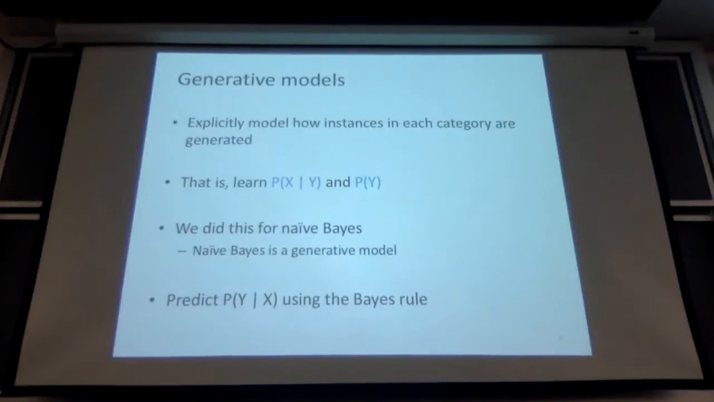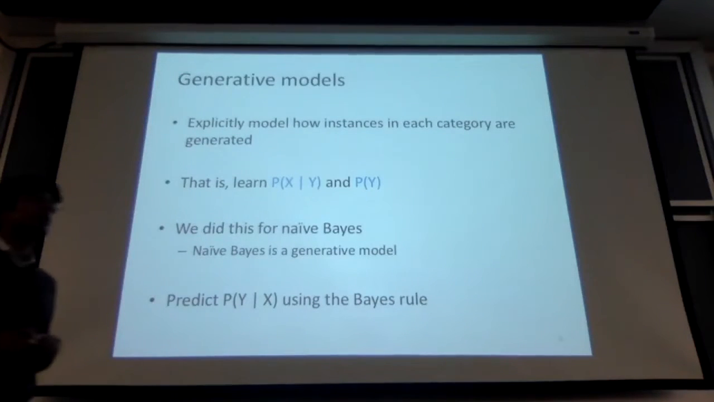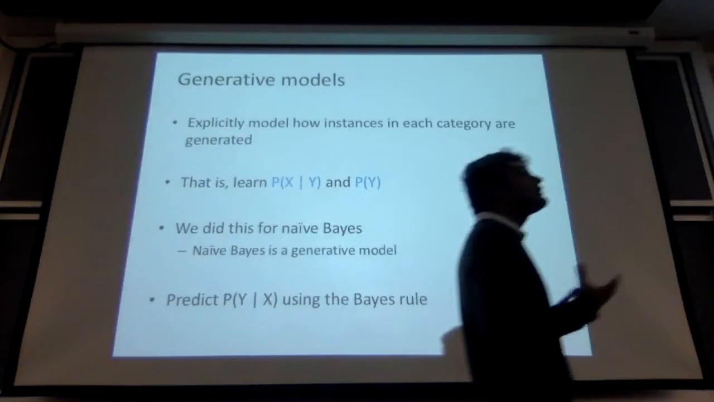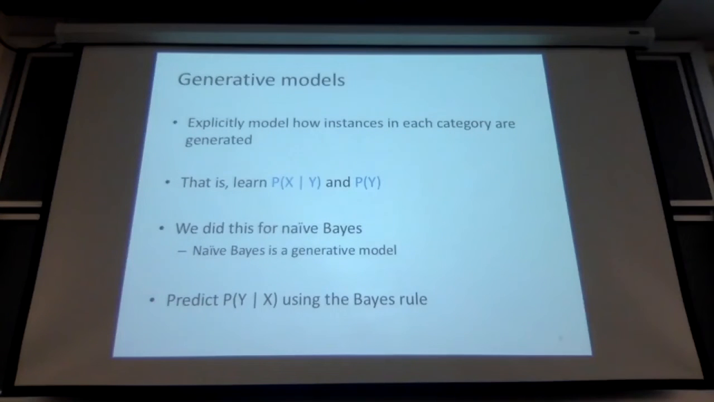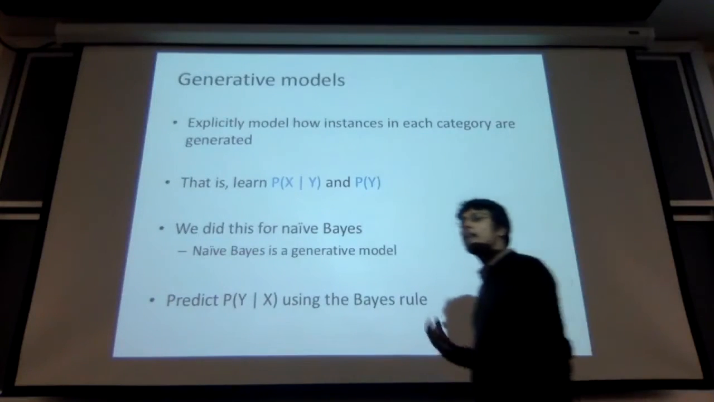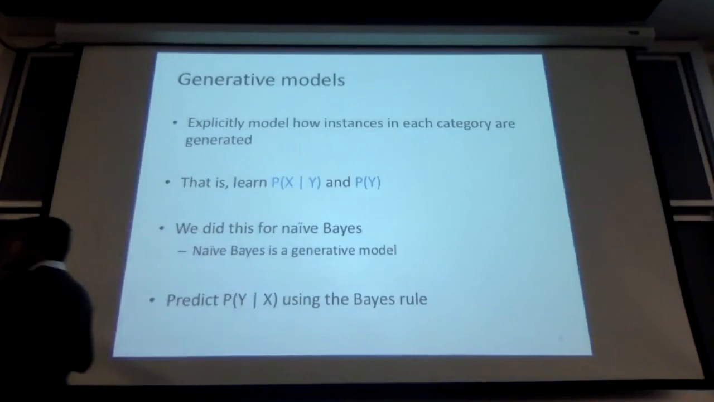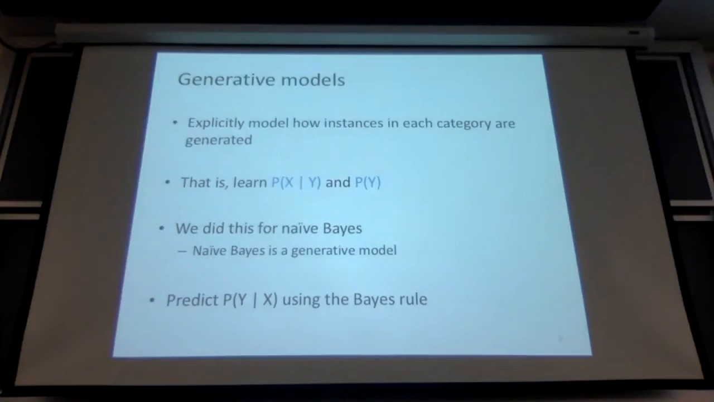Instead of directly learning what the prediction rule is, we can model how the data is generated, how the instances are generated, and how the instances are labeled. This is equivalent to saying we learn P of x given y, that's the likelihood, and we learn the prior P of y. At prediction time, we combine these two to form the posterior probability. So given these two, we can compute P of y given x using Bayes' rule, and we predict by computing the posterior.